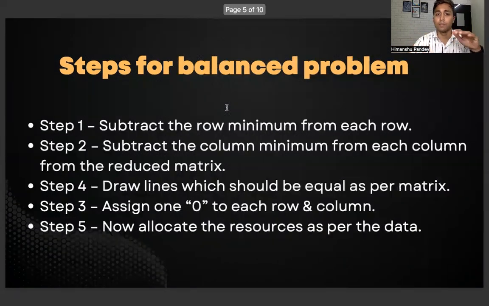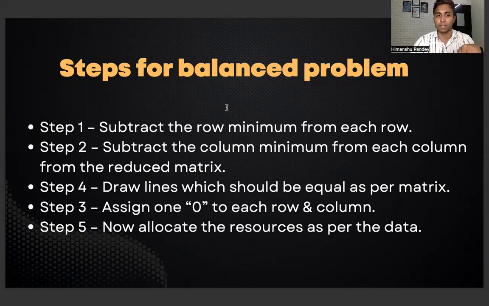So this was the balanced problem. There are 5 steps. First we subtract the row minimum from each row, and subtract the column minimum from each column to get the reduced matrix. Then draw the lines equal in number as per the matrix. Then the fourth one is to assign a 0 in each row and column. Then the fifth one is to allocate the resource as per the data.